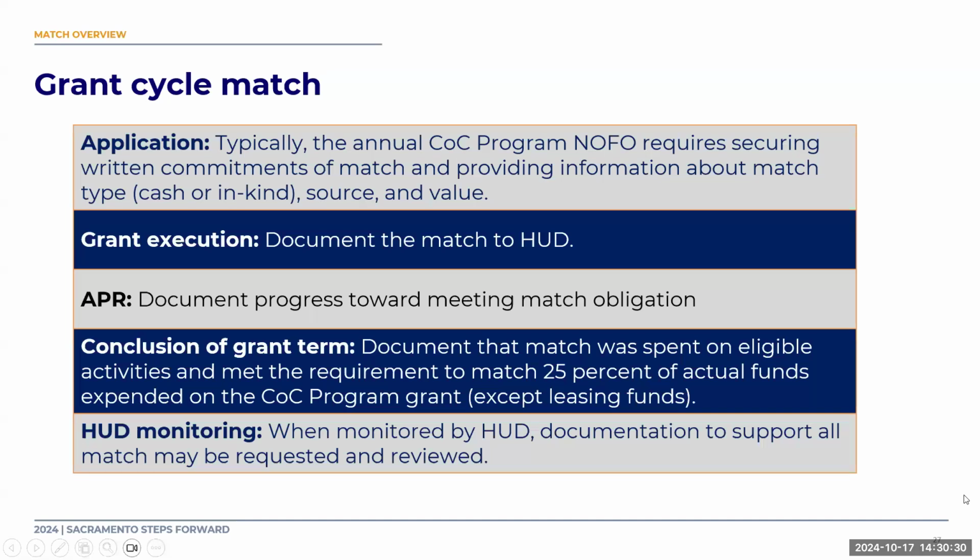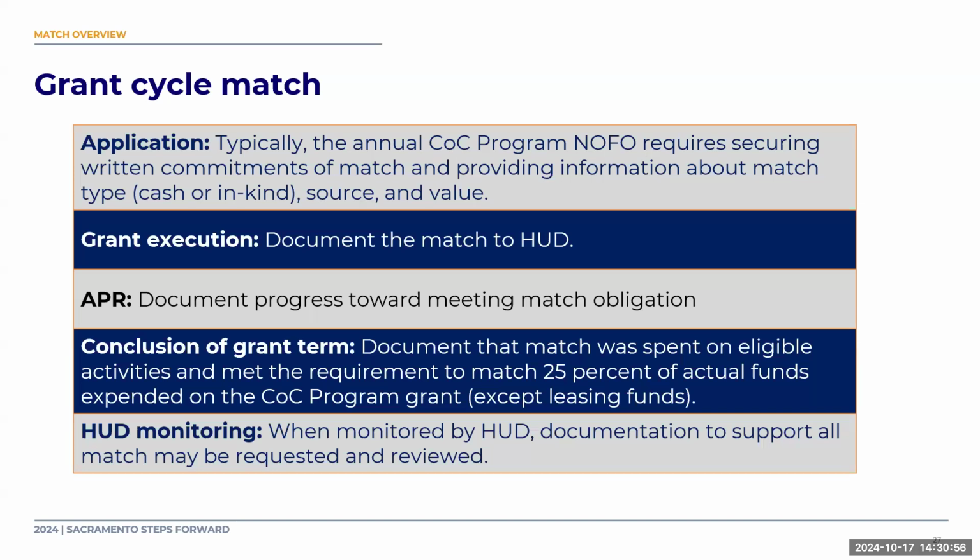Here, I wanted to orient us to what the grant cycle is for match. This is where a lot of people make a mistake: they think about match once and then don't think about it again until they have to do their reporting. So I feel it's really helpful to lay this out for you. You're going to be thinking about match at least 5 times throughout the course of a project term.